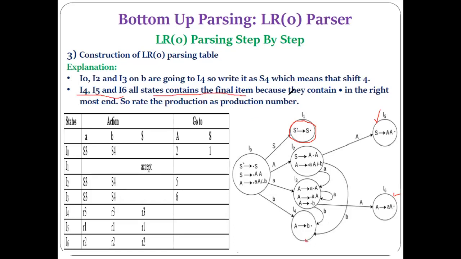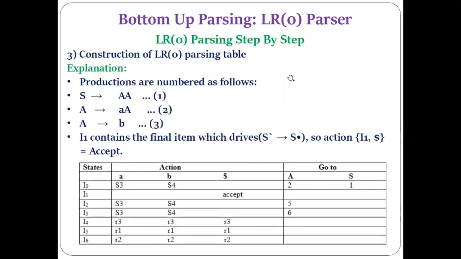Why are we calling them final items? The reason is that they contain the dot at the rightmost end. For I4, you can see there is a dot at the rightmost end. For I5, you can see there is a dot at the rightmost end. And for I6 also, there is a dot at the rightmost end. So what exactly does it mean? Let's see in the next slide.